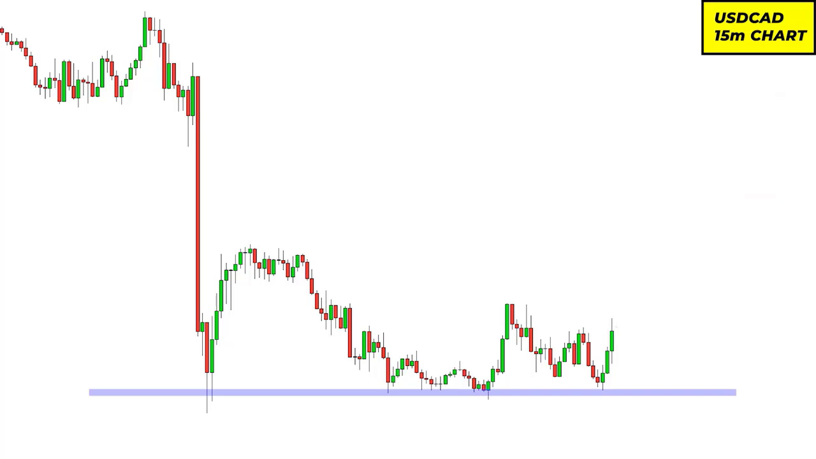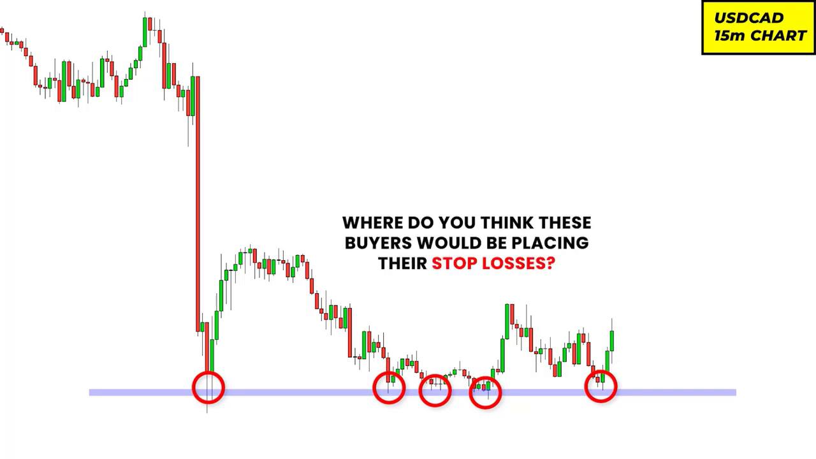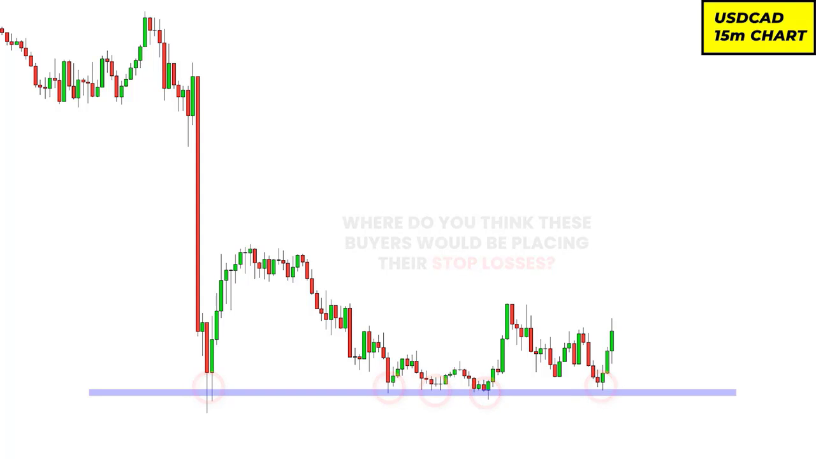But there is another option. When this level of support started to form, we would have had buyers entering at these locations. And where do you think these buyers would be placing their stop losses? Of course, they'll be placing them just below support. So we now have a situation where a cluster of stop losses are building up at a certain area. And like we talked about earlier, these stop losses are nothing more than orders to sell at the market that were placed there by buyers who entered at support.